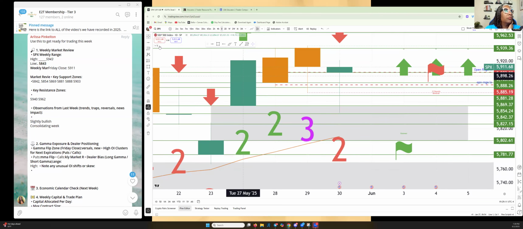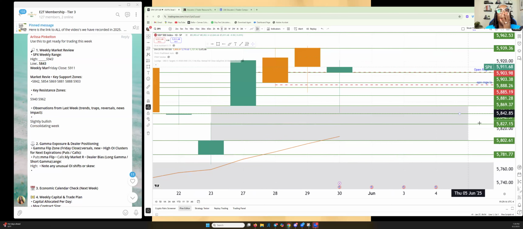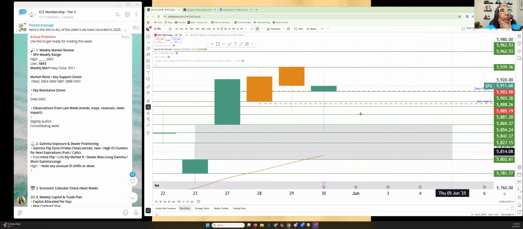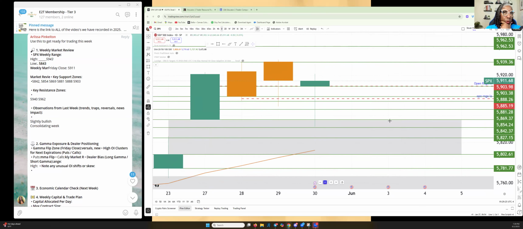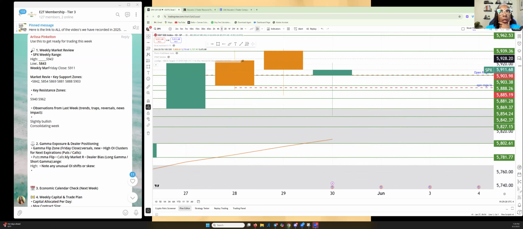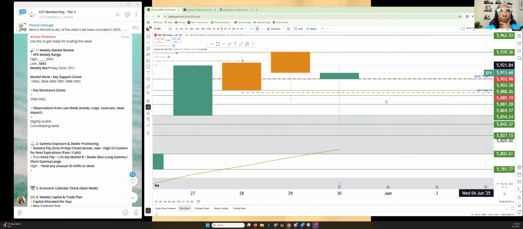So let me turn these strat numbers off so they're not in the way. There we go. Wednesday and Thursday, nothing, but Friday when it got down, it was able to go into the gap a wee little bit.